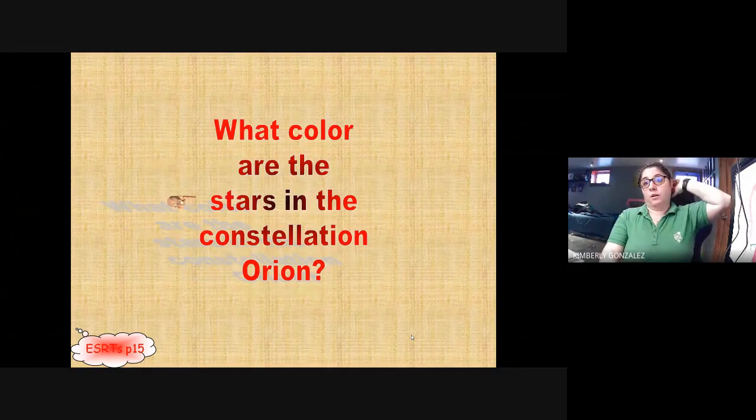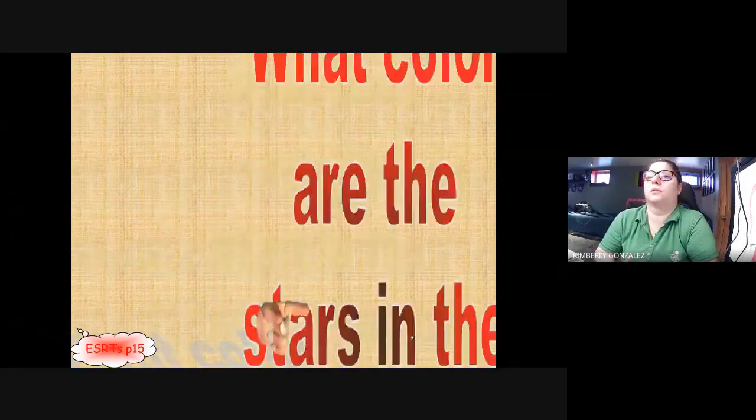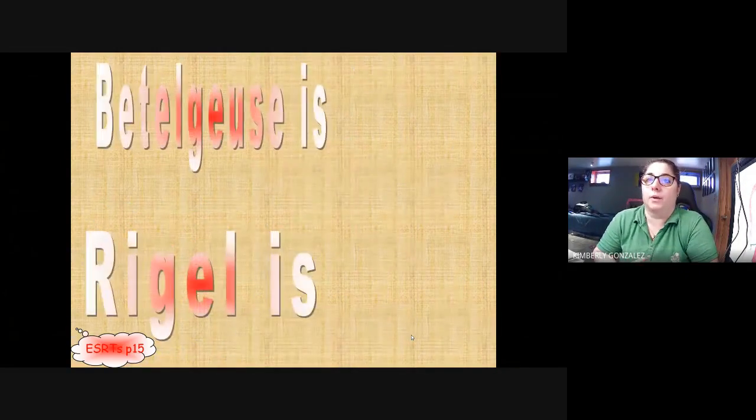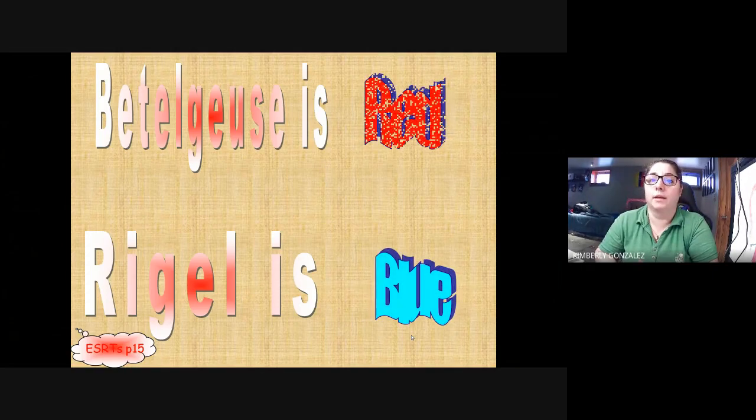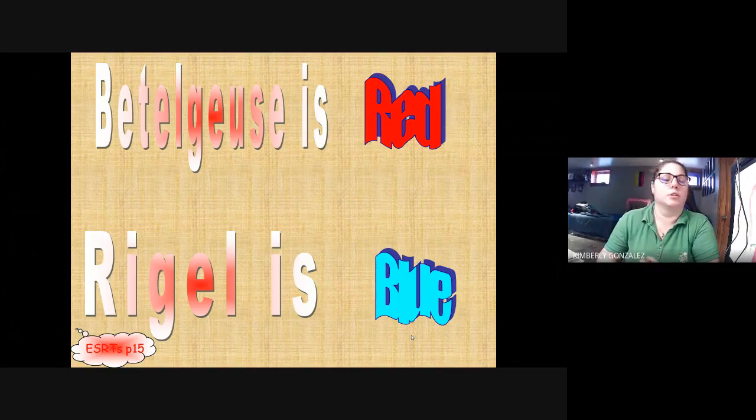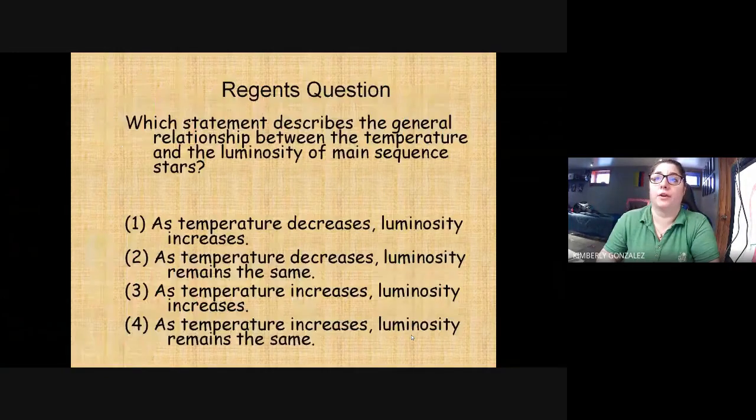All right, what color are the stars in the constellation Orion? Well, to know that, you need to know what stars are in the constellation Orion. Okay, that is Betelgeuse and Rigel. According to the HR diagram, or the star classification diagram, what you should do is pause it, go figure it out, and then come back. Okay, so Betelgeuse ends up being red, and Rigel ends up being blue. Okay, it's just reading the chart. That's one of the skills you're going to have to know how to use.